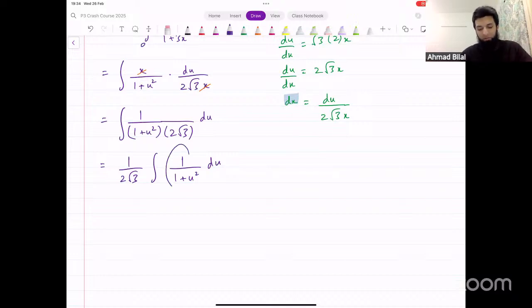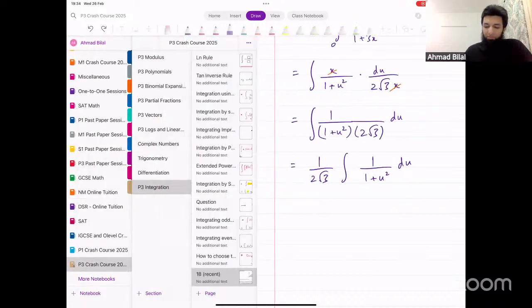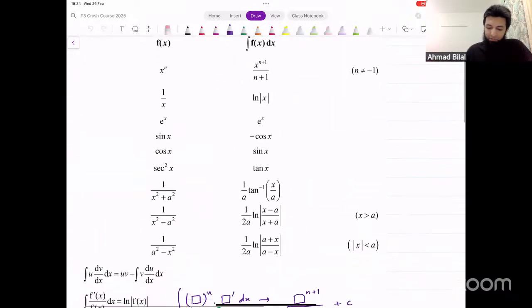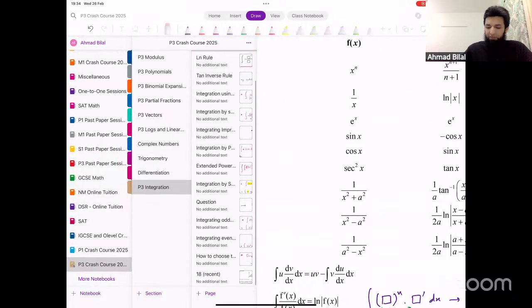Does that remind you of something? 1 over 1 plus u squared. What form is that? That's tan inverse form, right? This is the form that you have in the formula 1 over x squared plus a squared. That integrates to this, but that's actually a simpler form. That's given in the differentiation page as well.